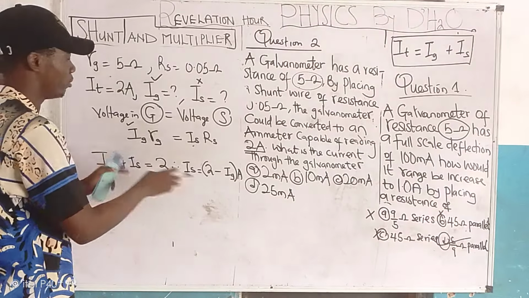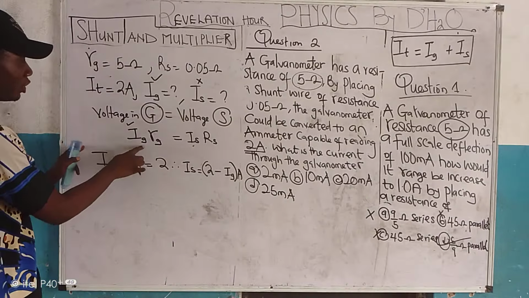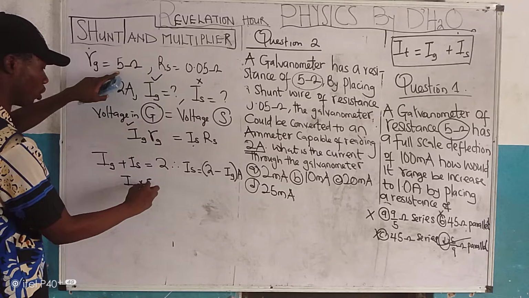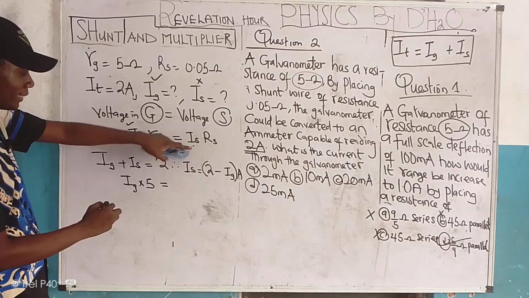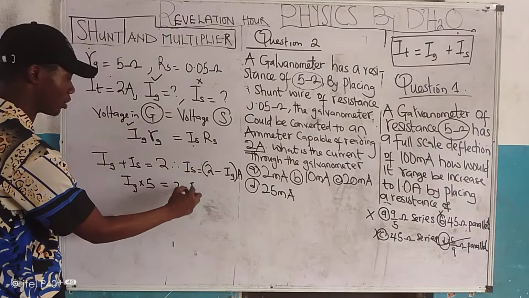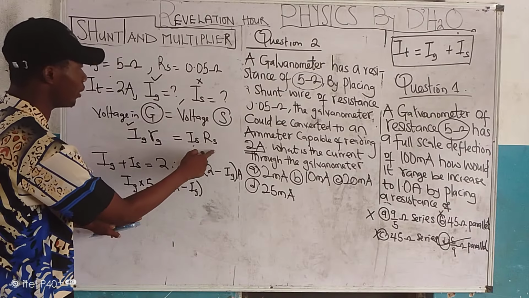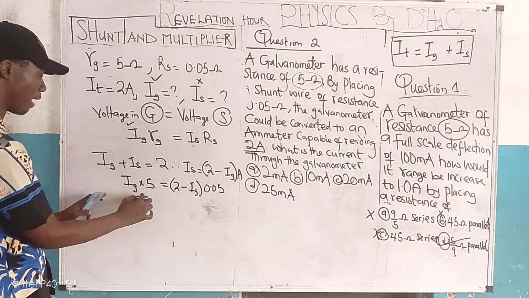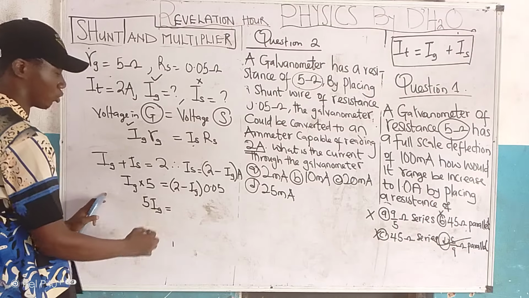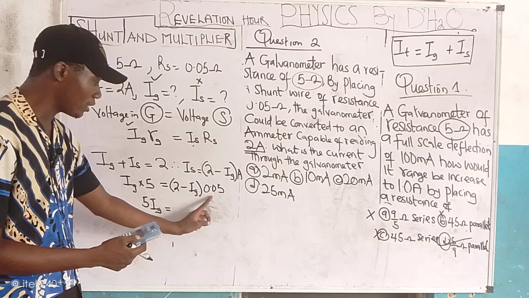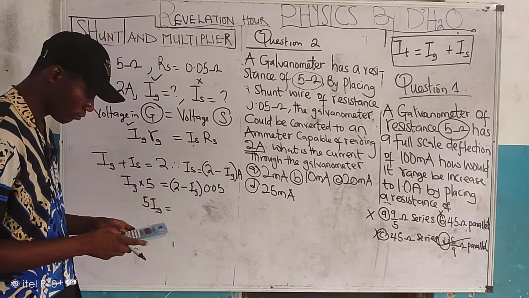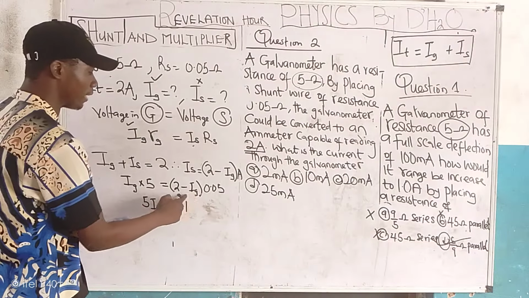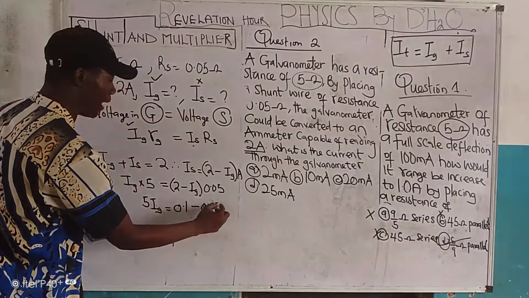Let's quickly place our values into the formula. First of all, what is IG? It was not given. That's what we are looking for. Times RG. RG was given to us as 5. Equals, what is IS? IS is 2 minus IG. Then, what is RX? RX is given to us as 0.05. So IG times 5 will give us 5 IG equals, let's open this bracket, 0.05 times 2, you have 0.1, 0.05 times IG, minus 0.05 IG.